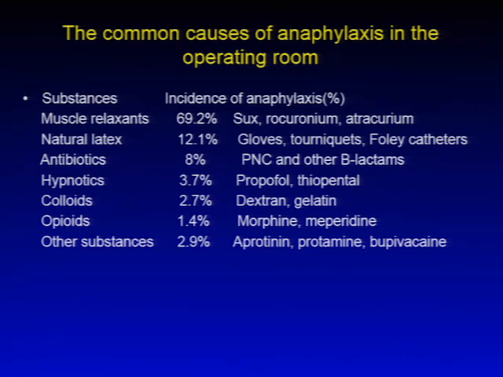There are common causes of anaphylaxis in the operating room, according to all the studies. Muscle relaxants were listed as number 1. One study showed 69% of anaphylaxis was caused by muscle relaxants, followed by neuroleptics, antibiotics, hypnotics, colloids, opioids, and other substances.